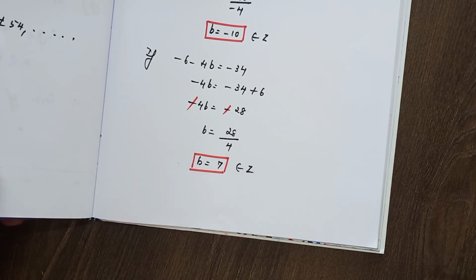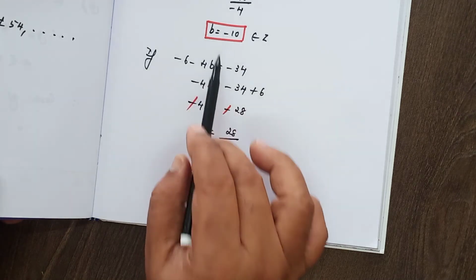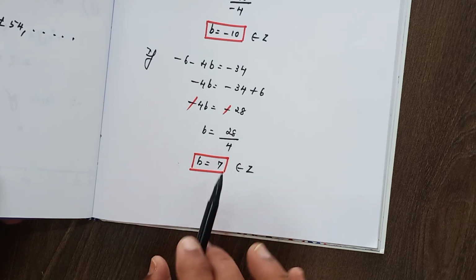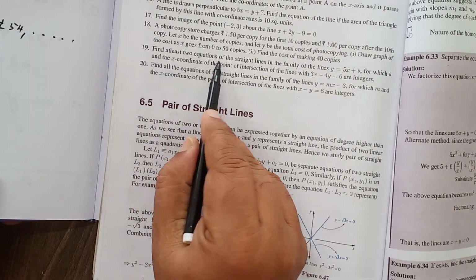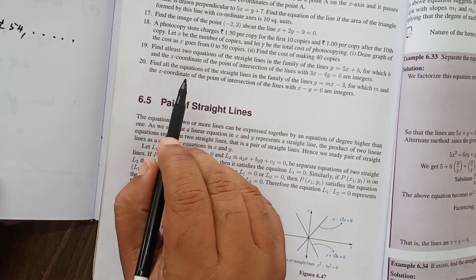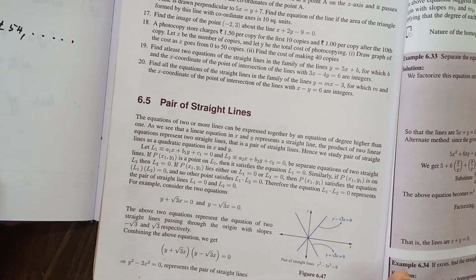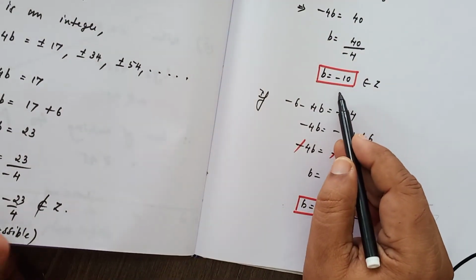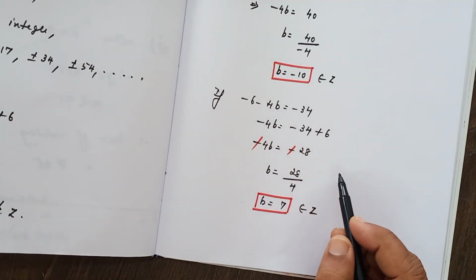In the question, we have to write at least two equations. So we got the values of b, that is minus 10 and plus 7. It is enough. Now look at that question. Find at least two equations. At least two equations, minimum two equations. It is enough to write only two equations minimum. So when b equals minus 10, I am going to substitute the value of b in equation number 1.